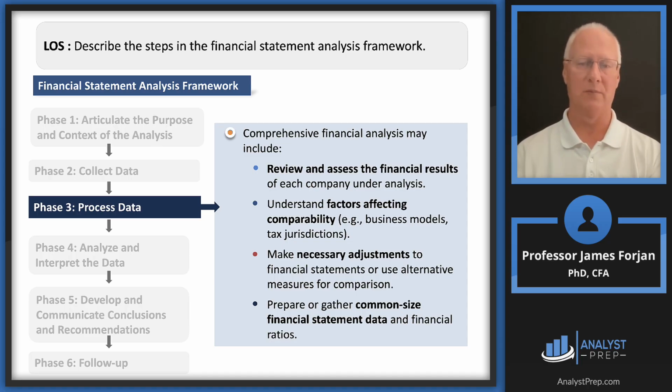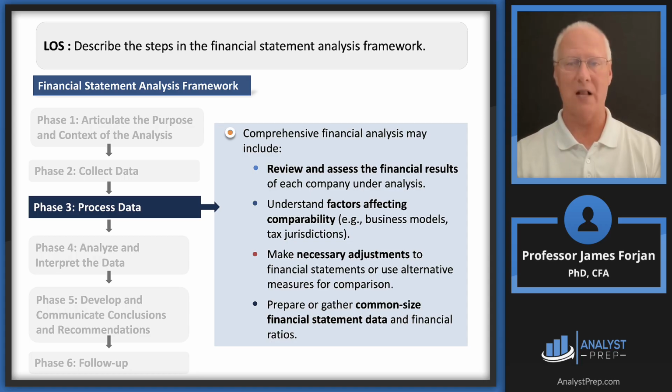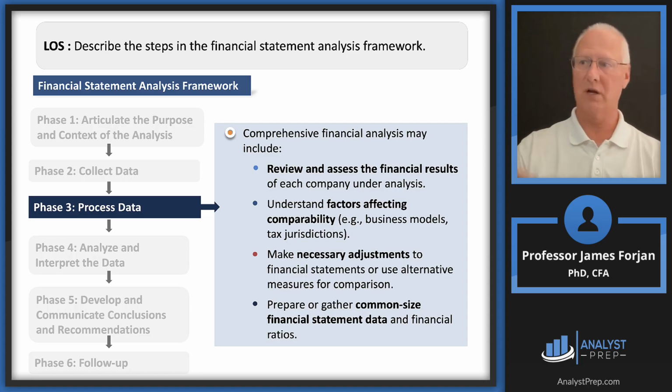I like the third bullet point down there. Make necessary adjustments to financial statements. We'll do this in future learning modules where we say something like, oh, this particular firm has presented this data in the following manner, but we're comparing it against another firm over here who does it a little bit different. And so in order to compute the ratios and compare them reasonably, we need to make some kind of adjustments.